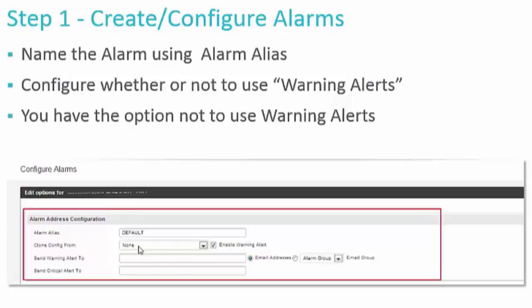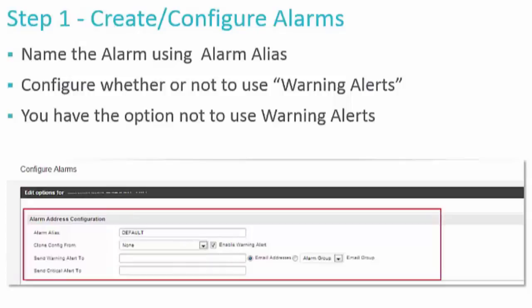Second, you can clone from an existing alarm if you want to pick up the same settings from a prior alarm. And then just to the right of that, there's a checkbox that says Enable Warning Alert. That's an optional setting. You don't have to use a warning, but that's one of the states that's possible. My recommendation is to not use a warning unless you know you want to be alerted sooner than the rest of your team, for example. If that's not the case, don't check warning.